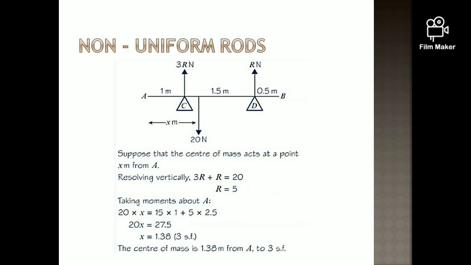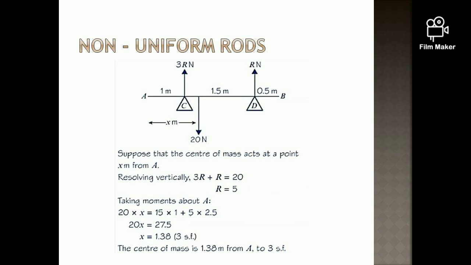Okay. Then I'll consider the upwards forces equals to downwards forces. That is called resolving vertical components. That is 3R plus R, upwards forces, equals to downwards force, which is 20 newtons. So if you work out, 4R equals to 20, R is equal to 5 newtons, right?